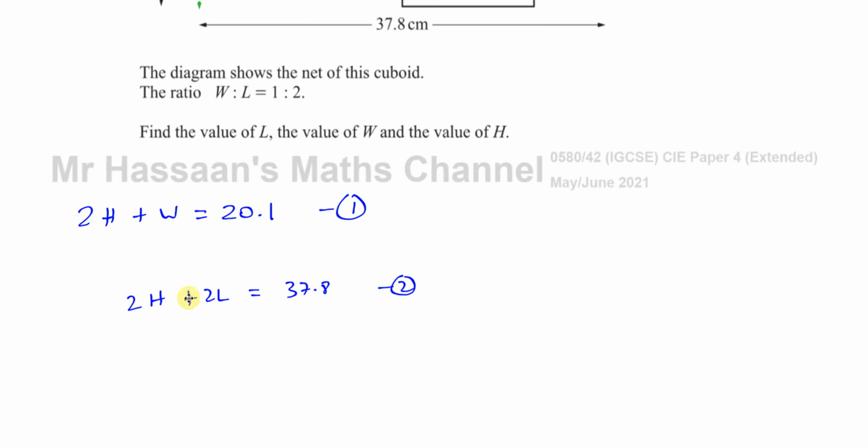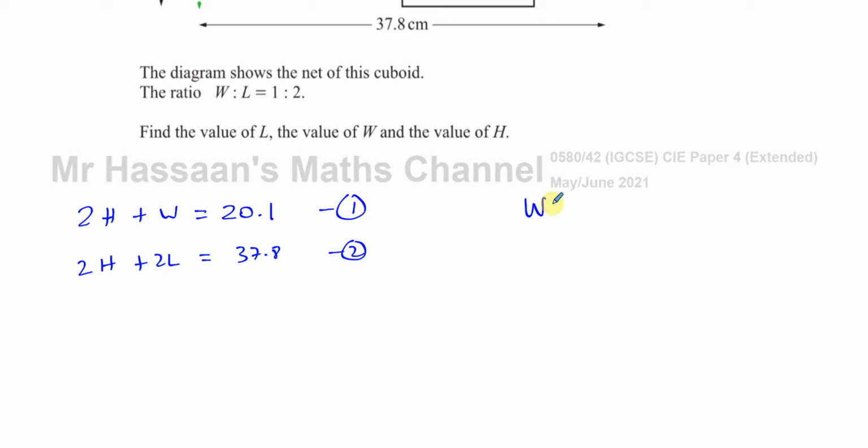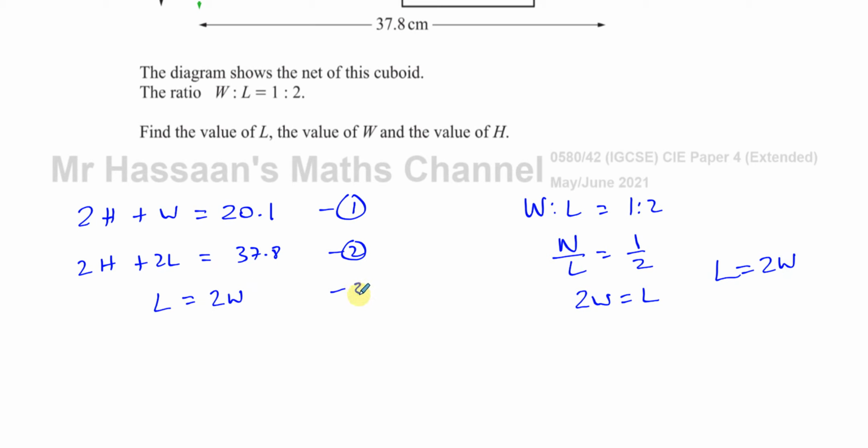Now we also know something else to connect W and L. I know the ratio of W to L is 1 to 2. I can convert that into a fraction and say W over L is 1 over 2, which means that 2W is equal to L. So L is equal to 2W. That's another equation, so that's 3 equations.